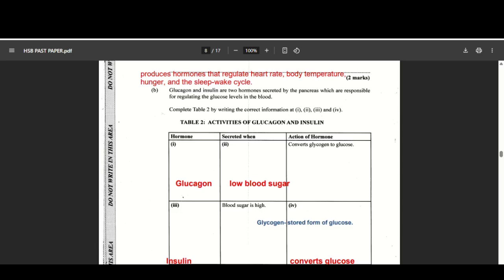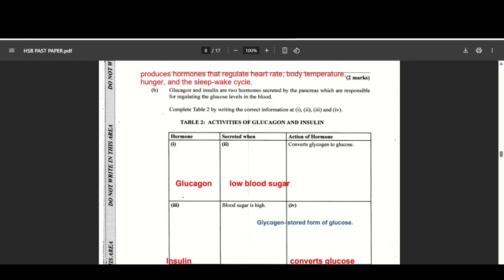So the first hormone we're going to look at is glucagon. So basically glucagon would only be secreted when the sugar level is low. So when the blood sugar is low, that's when glucagon is secreted. So now glucagon is secreted when the blood sugar is low, and what it's going to do is convert glycogen into glucose. So basically glycogen is like a stored form of glucose, right?